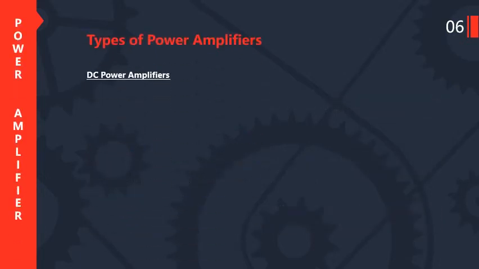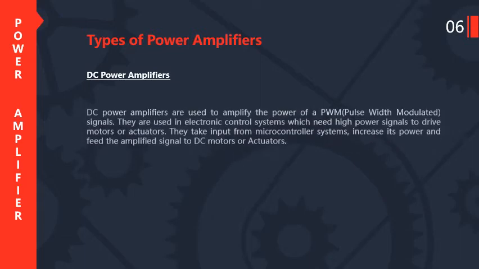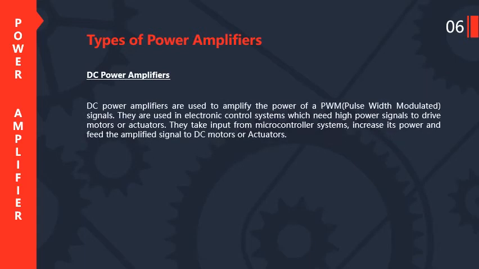Next, third one is DC power amplifiers. The DC power amplifiers are used to amplify the power of a PWM, meaning pulse width modulated signal. They are used in electronic circuits or electronic control systems which need a high power signal to drive motors or alternators. They take input from a microcontroller system, increase its power, and feed the amplified signal to a DC motor or actuators.